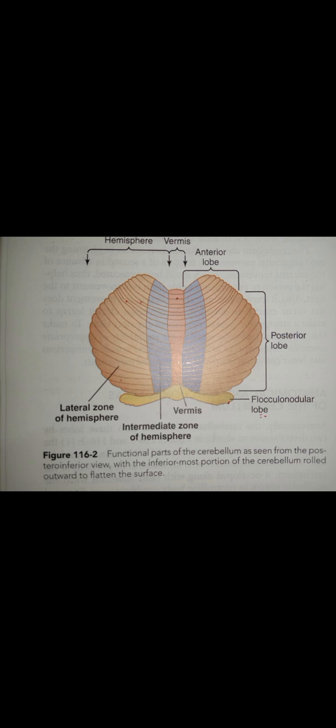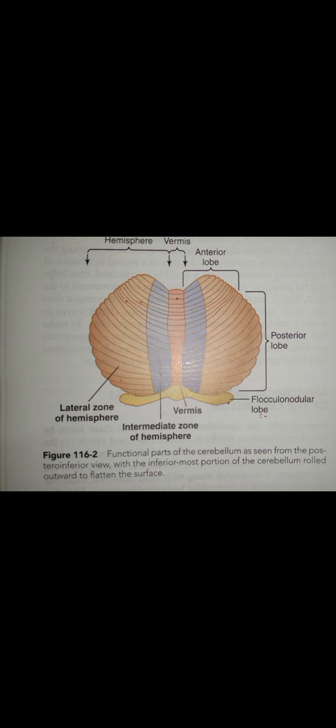And a part which we already learned, the flocculonodular lobe, then the vermis region, the lateral zone of the hemisphere, and the intermediate zone of the hemisphere. These are the functional parts of the cerebellum as seen from the posterior inferior view, with the inferiormost portion of the cerebellum rolled upward or outward to flatten the surface.